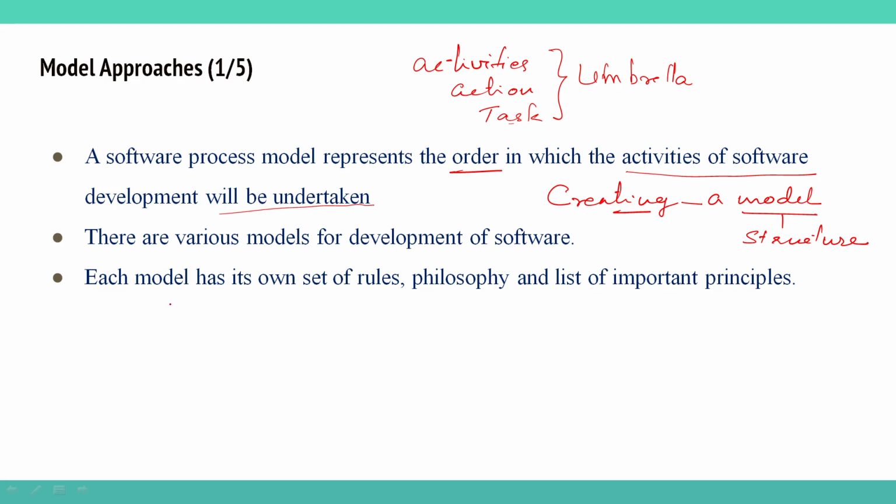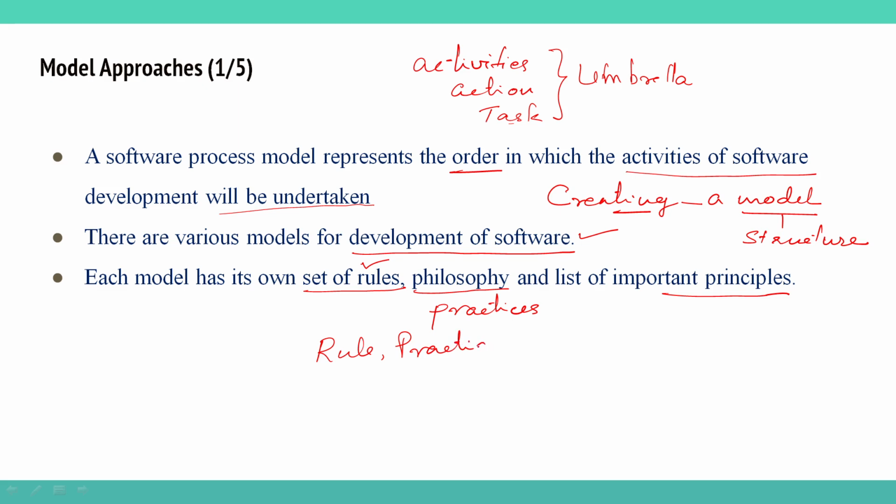Then, because if you arrange things in a different form, it will take another model. There are various models for the development of software. So we have a number of models available. Each model has its own set of rules. So every model has to follow its own rules, and it has a set of philosophies, meaning a different set of practices, and certain important principles. So every model has a rule, a practice, and a principle. Based on this only it will work. This is what the model approaches.